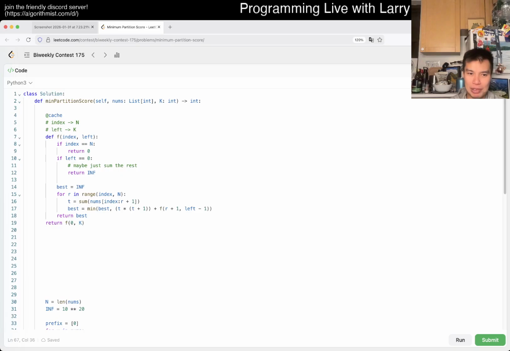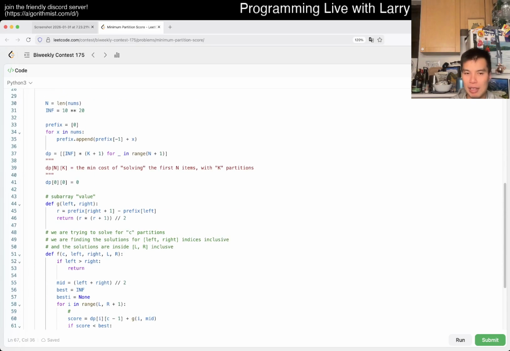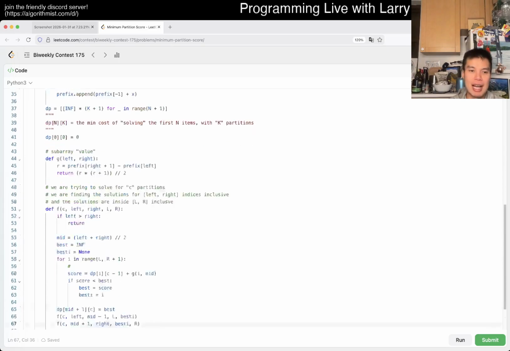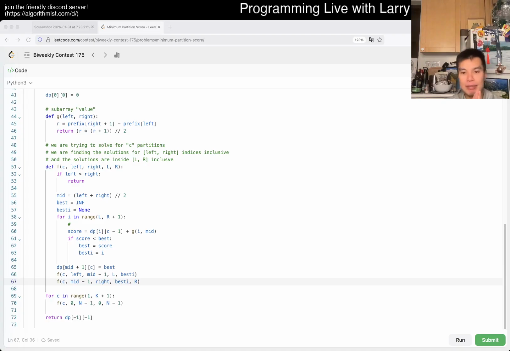I know that I put the brute force one here for reference, but otherwise this is the entirety of the code, and that's it. That's all I have with this one. Let me know what you think.